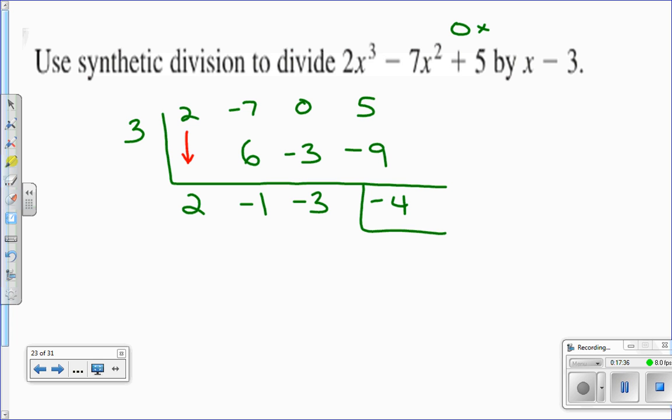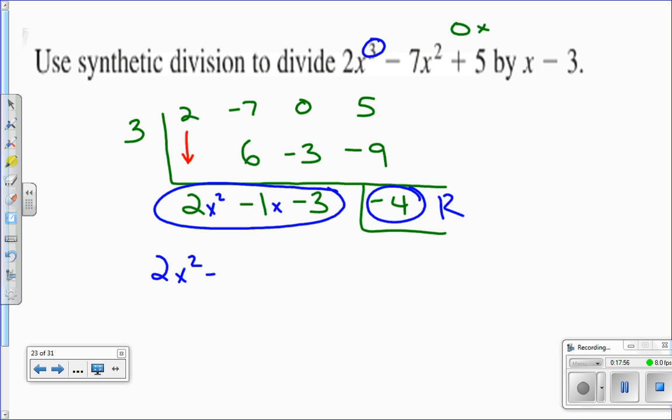So what we're going to recognize here is that these 3 numbers are the quotient. It's 2x squared. It's always 1 degree less than what you started with. Minus 1x minus 3, and then this is your remainder. So if you want to rewrite this in the form that we've been using, you would go 2x squared minus x minus 3 plus negative 4 over the divisor of x minus 3.